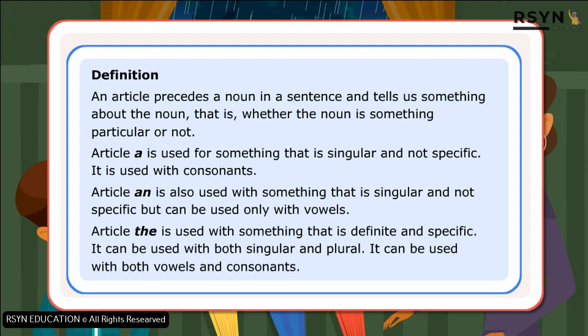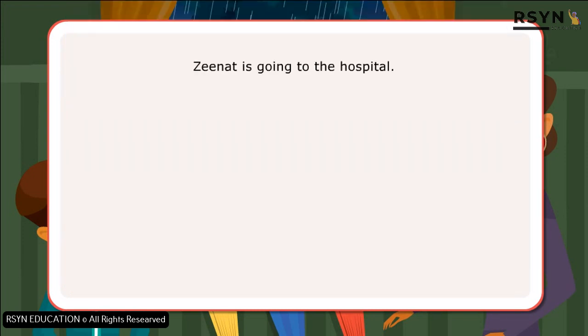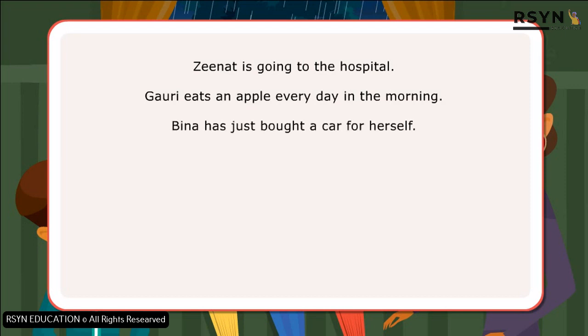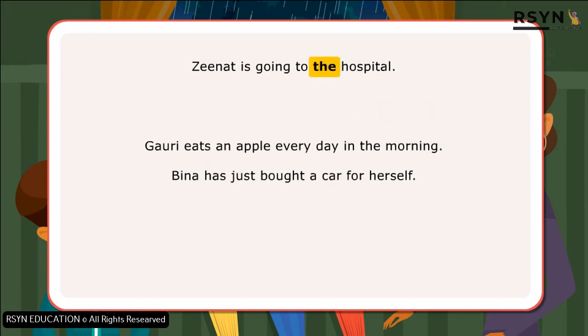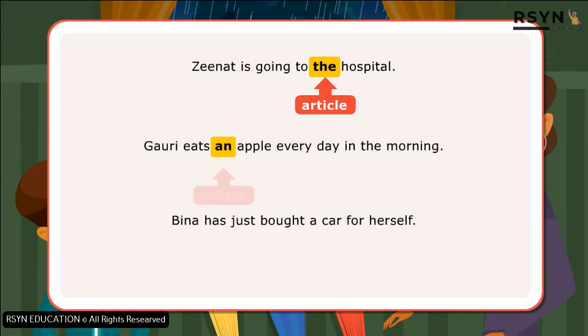Let us look at a few sentences. Zeenat is going to the hospital. Gauri eats an apple every day in the morning. Beena has just bought a car for herself. In the first sentence, the is an article and it refers to a particular hospital. In the next sentence, an is an article and refers to any single apple.